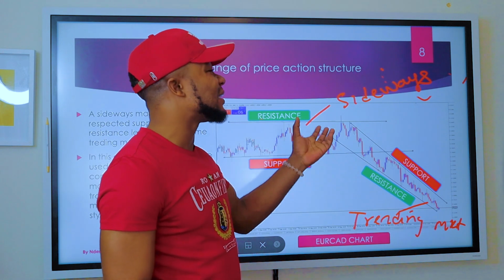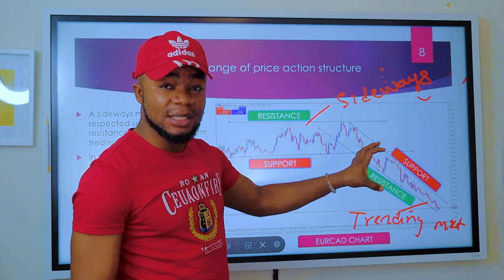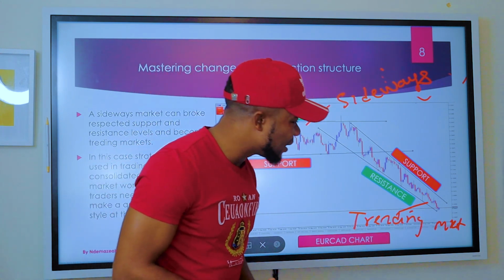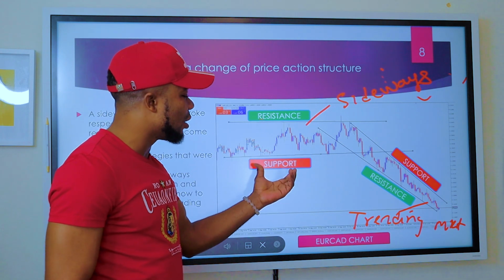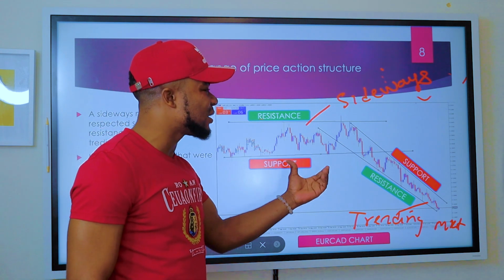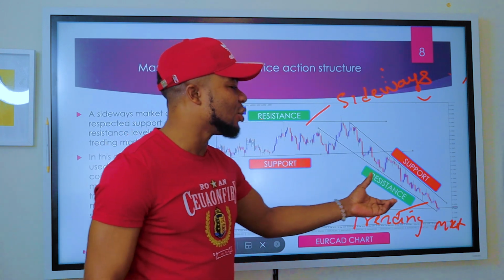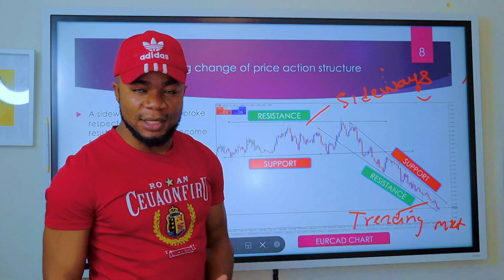The market changed from a sideways structure, or a sideways support and resistance movement, to what they call a trending market. What I'm explaining here is that the same strategies, the same system, the same format that you were using to trade this sideways market are going to be different from the strategies you'll be using to trade the trending market.